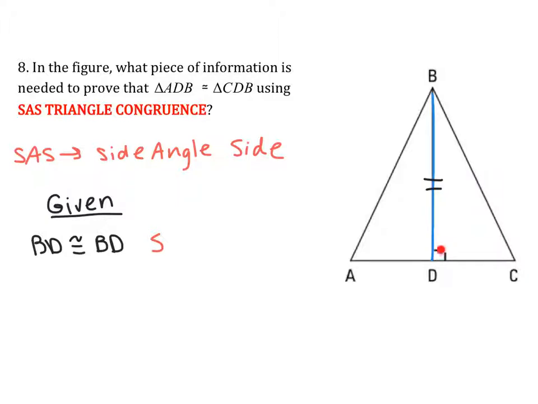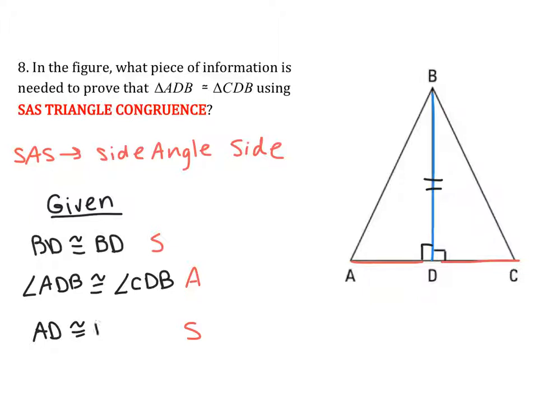Then I also see here that we have a 90-degree angle. If this is 90 degrees and this is a straight line, we know that this is also 90 degrees, so the two angles are congruent. So we know that angle ADB is congruent to angle CDB. So that's the angle. So we are clearly missing the last side. If you were going in that order, we would see that it needs to be this side, AD, and this side, DC. Those need to be congruent. So that's our missing piece of information if we want to use side, angle, side.